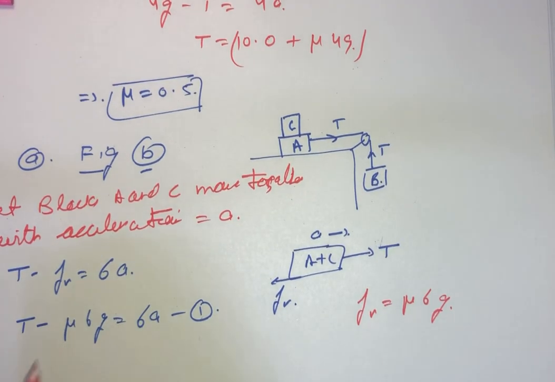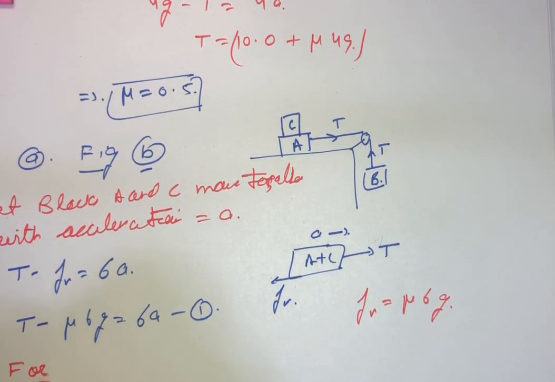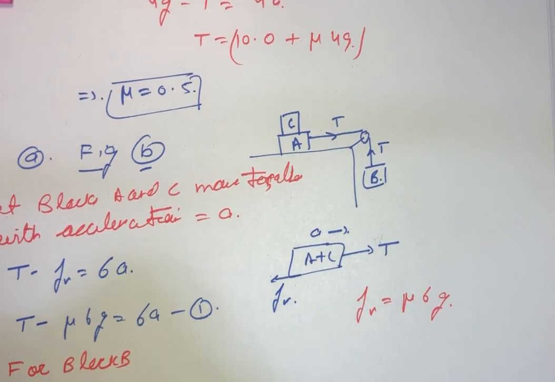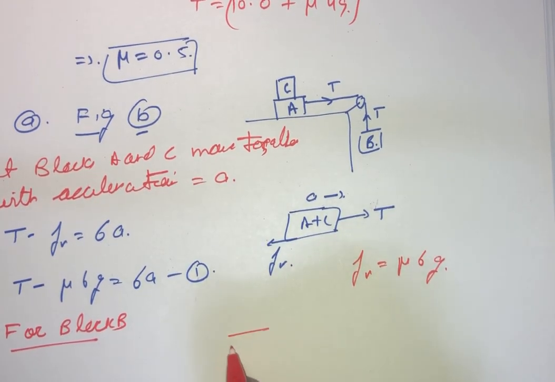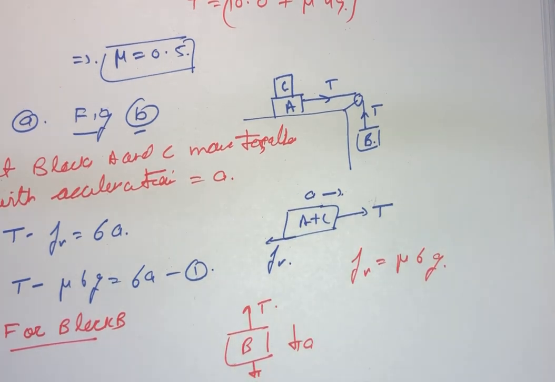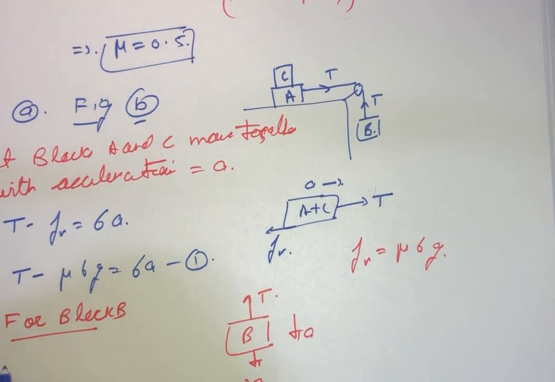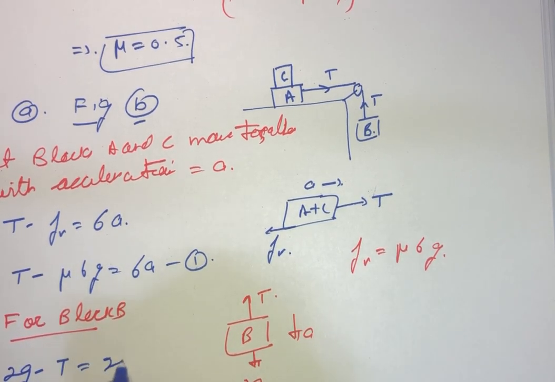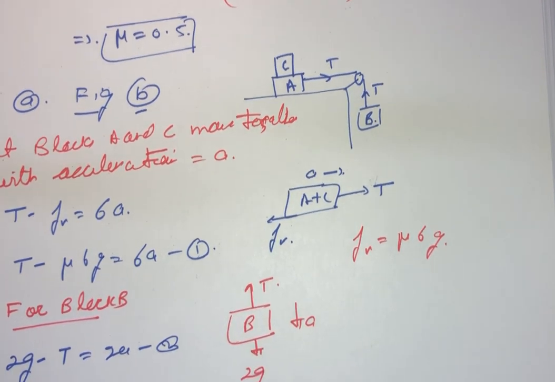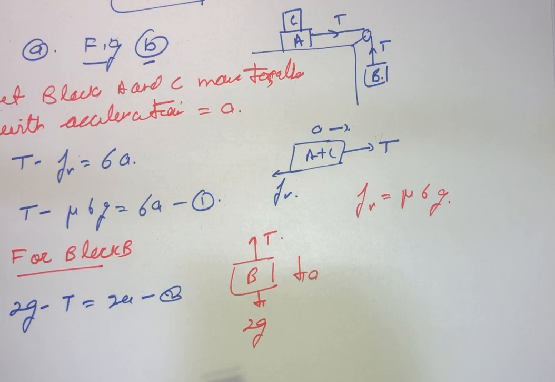Now we come to block B. So this is block B. Its mass is 2 kg, so its weight will be 2g, moving with the acceleration a, and upward it is tension T. So we can write this equation as 2g minus T is equal to 2a. Equation number 2. So we can solve equation 1 and 2, from equation 1 and equation 2.